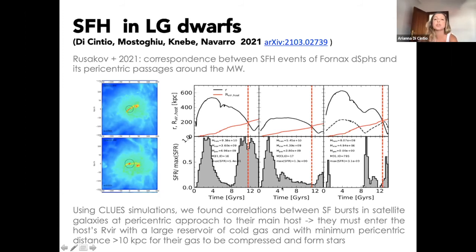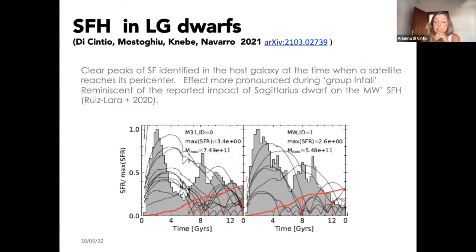One condition for these satellites to actually retain their cold gas, which gets compressed at pericenter, is that the orbit is not too eccentric, so a pericentric approach larger than 10 kiloparsec. And interestingly, we found that this also affects the star formation history of the host galaxy itself.